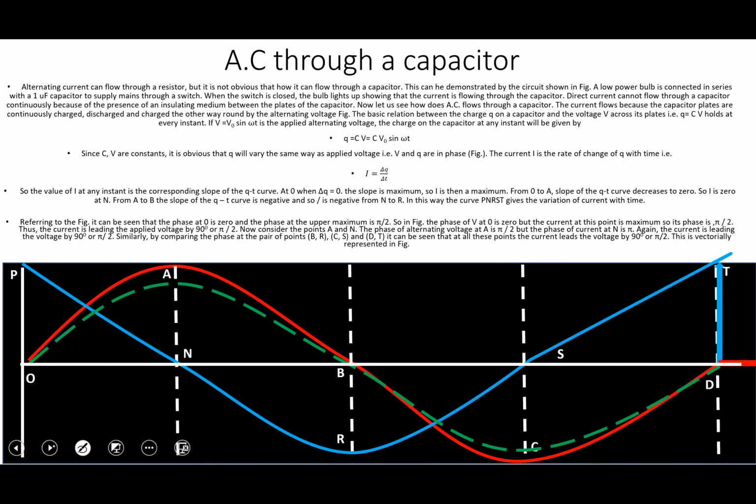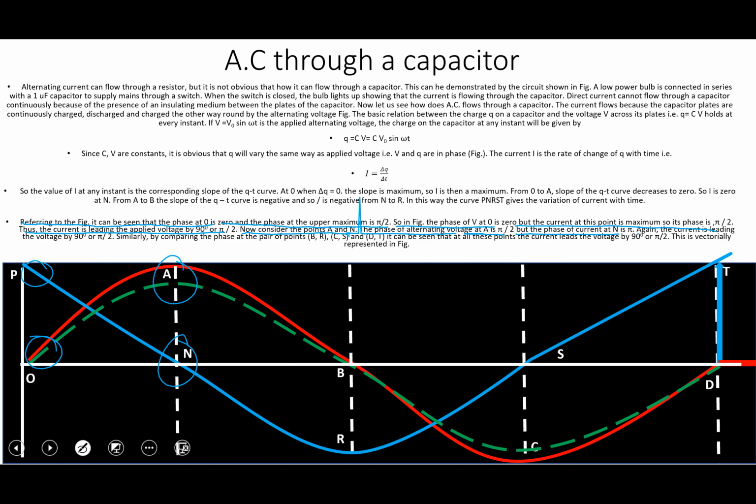So referring to the figure, it can be seen the phase V0 is 0 at the upper limit of pi by 2. So the phase over here, the V0 is 0, and the current basically is maximum. The current at this point is maximum, so its phase is pi by 2. Thus, the current is leading the applied voltage by 90 degrees, which is pi by 2. Now, considering the point A, the phase of the alternating voltage is pi by 2. That means at point A, the voltage reaches its maximum value, whereas the current reaches to the negative. Oh, sorry, the 0 point.